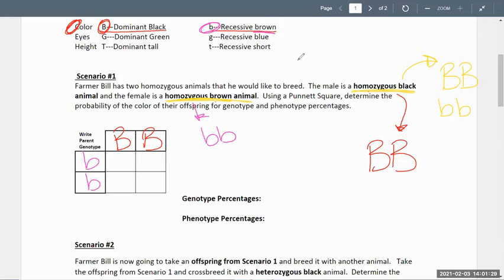Now to put our Punnett square together, you're just going to bring down those alleles from the top and bring the alleles over from the left until you have all of these. So this example is really easy because they're all the same. That's not always the case.